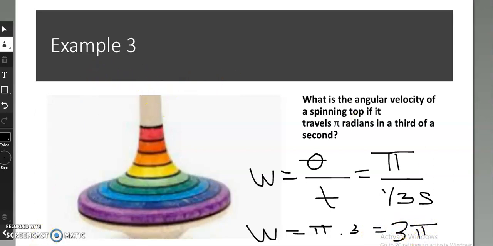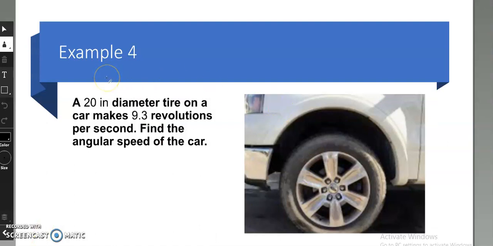All right, let's do one more example. It says a 20-inch diameter tire on a car makes 9.3 revolutions per second. Find the angular speed of the car. Another really easy one. This information here, I don't even need it, right? Because we know angular velocity, when we have the frequency, is just 2 pi times the frequency. And I know I have the frequency because it says 9.3 revolutions per second.